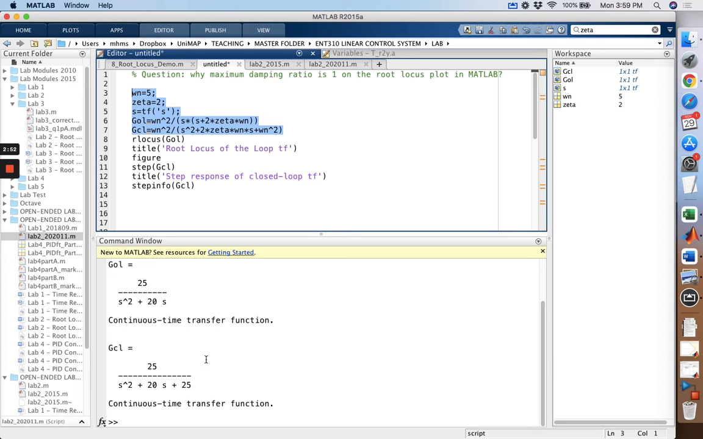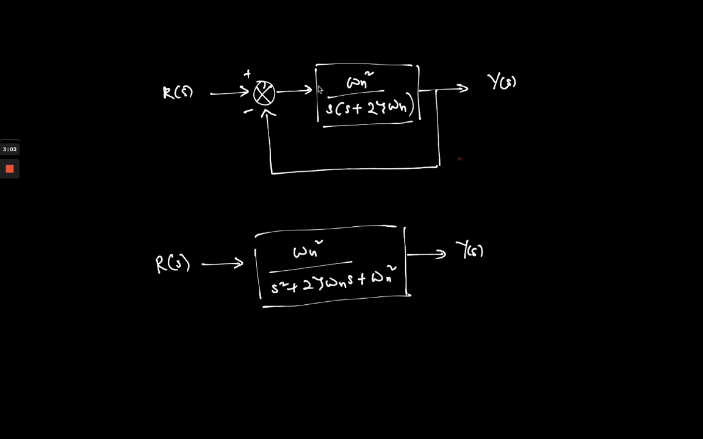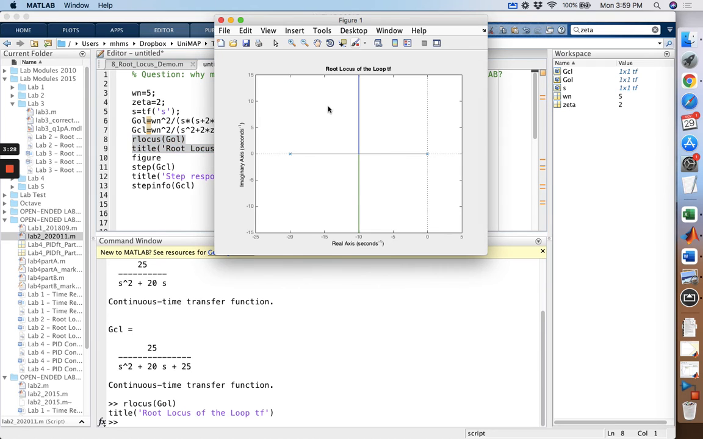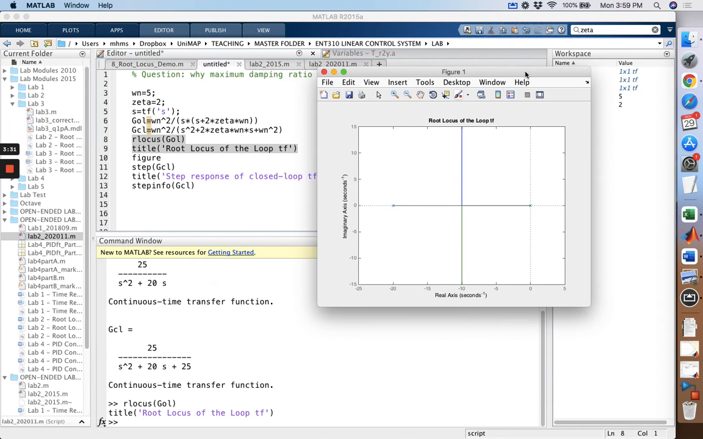And then you can see from here, when we plot the root locus, we need to use this diagram. We need to use the loop transfer function, which is omega n square over s times (s plus 2 zeta omega n), multiplied by H. In this case, H is a unity feedback, so we have this term only. So we plot the root locus using this term. I plot the root locus of the loop transfer function here, and what we get is this, right?